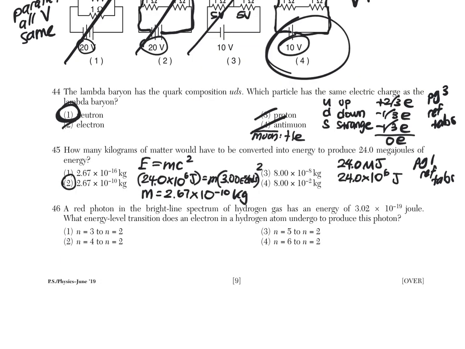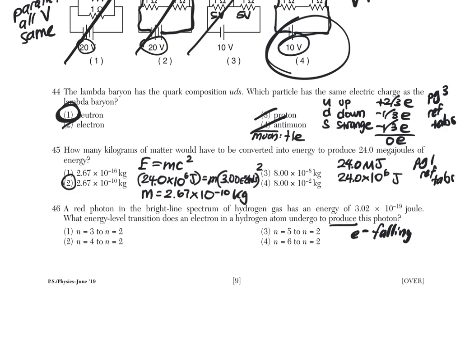Okay, so we have a red photon in hydrogen that has an energy of 3.2 times 10 to the negative 19 joules. Which energy level transition does an electron in hydrogen undergo to produce this photon? So it's a photon. To produce this photon, the electron has to be falling, so we're emitting the light. It's going from a higher level to a lower level. So all of these are falling.